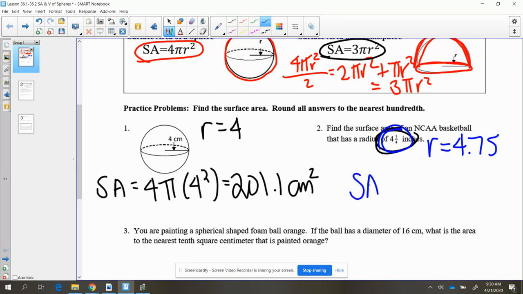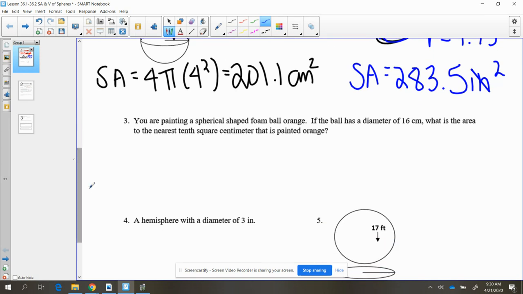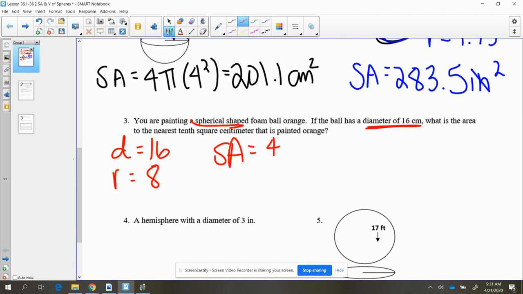You should have gotten the surface area if you take 4 times pi times 4.75 squared, 283.5, in this case, inches squared. Okay. Now, of course, we have to talk about the fact that they're not always going to give you the radius. In this case, we're having a spherical shaped foam orange ball with a diameter of 16. So make sure if they're giving you the diameter, you convert to the radius by dividing by 2. And then from there, calculate your surface area.